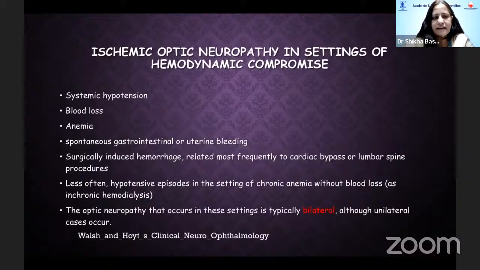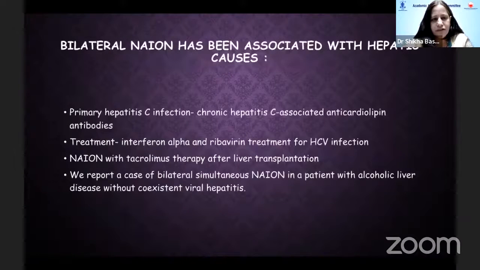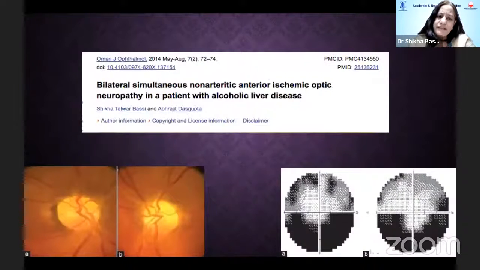So coming to the last entity, that is ischemic optic neuropathy in the setting of hemodynamic compromise, like systemic hypotension and blood loss, which is seen in patients with spontaneous gastrointestinal bleeding or uterine bleeding or surgically induced hemorrhage. Patients develop bilateral simultaneous ischemic optic neuropathies. Other conditions where you can have bilateral simultaneous neuropathy is hepatic causes like hepatitis C, where they're getting treated with interferon alpha. We've also reported a case of bilateral simultaneous non-arthritic ischemic optic neuropathy.